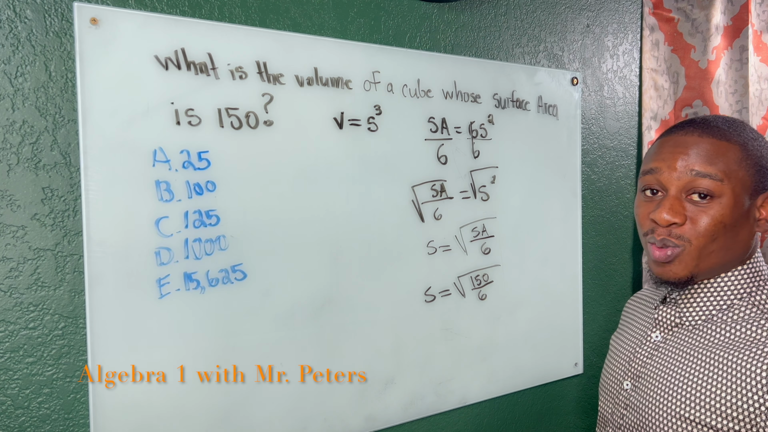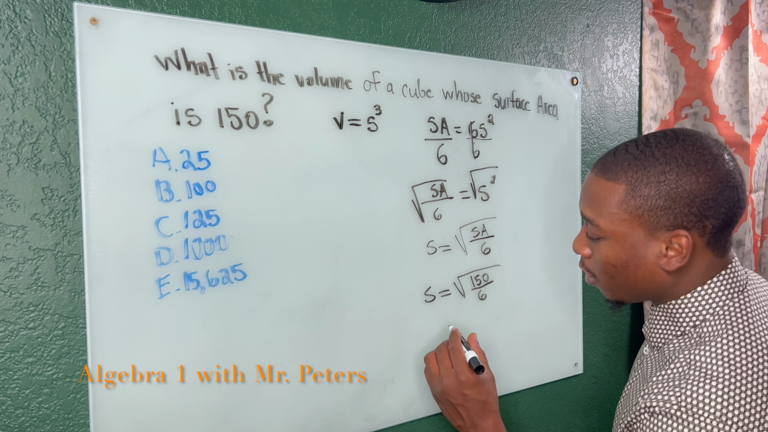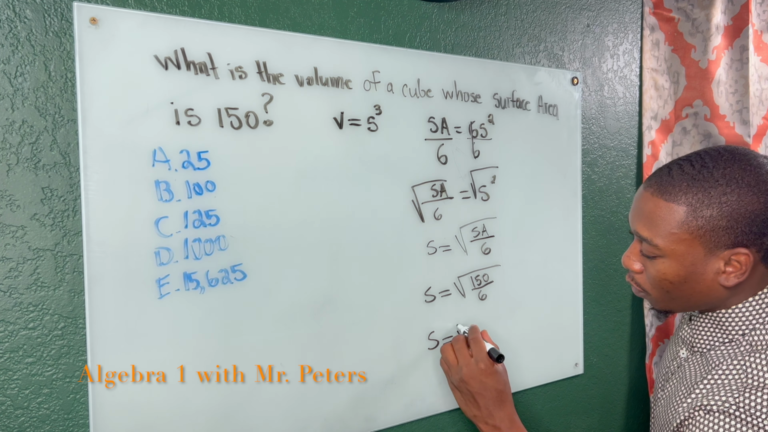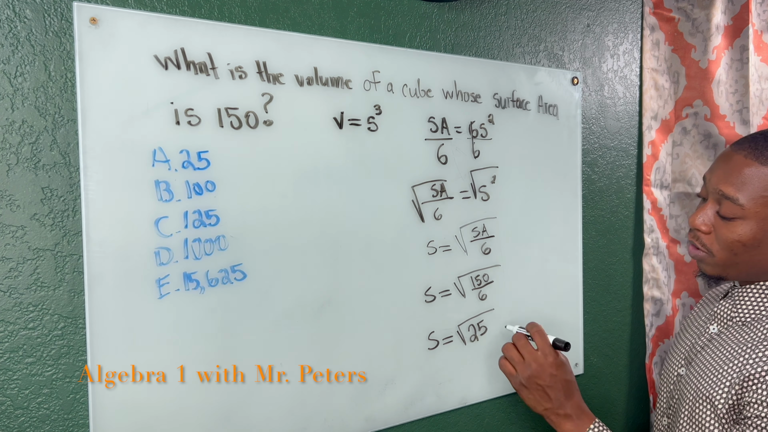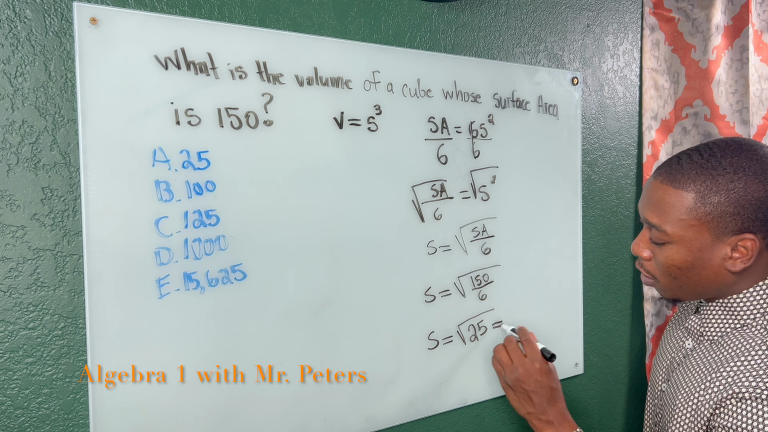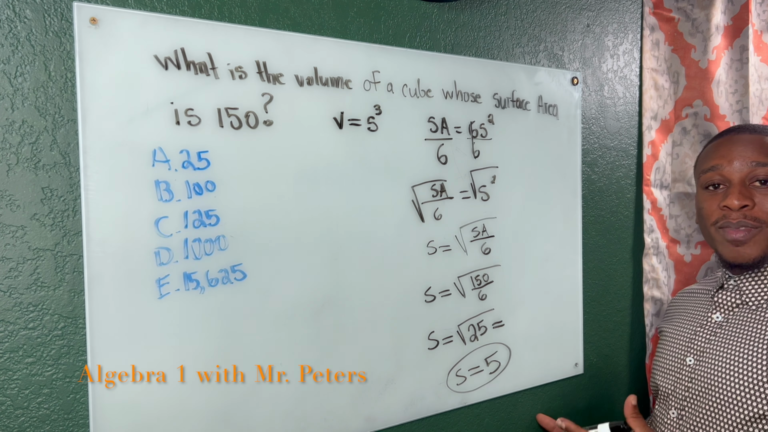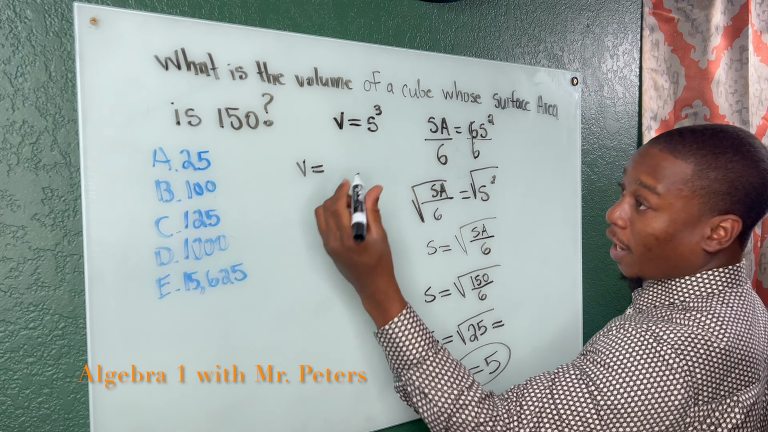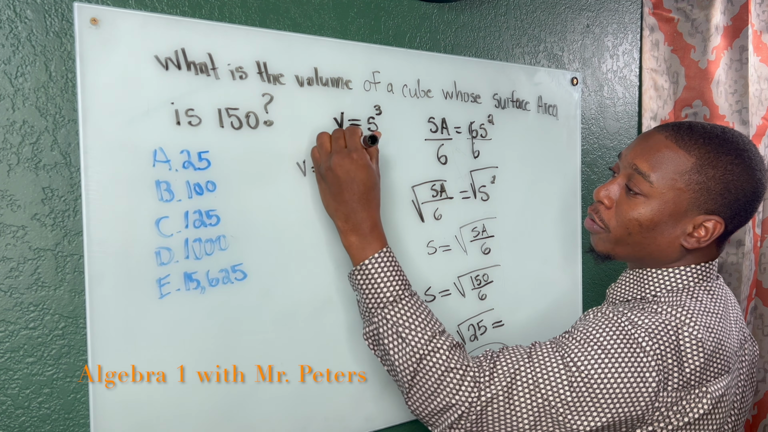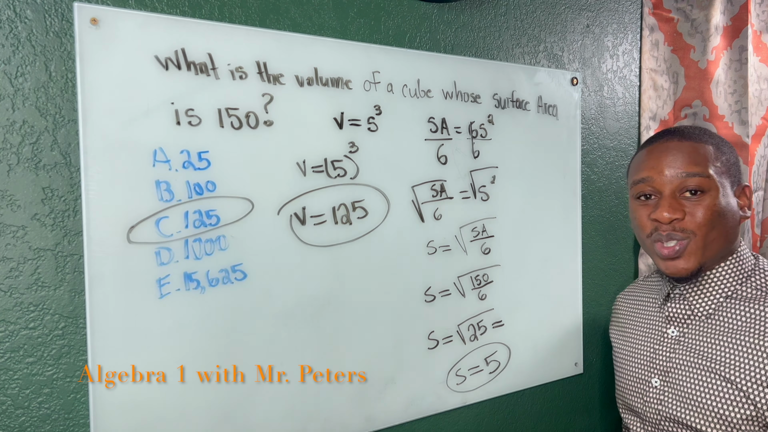And sometimes I understand students are trying to take the square root before they divide. Let's divide first, right? So s is equal to the square root of 25. So that's 150 divided by 6, not times. So we know s is equal to 5. That is the square root. Now that we have that information, we know each side is equal to 5. Volume is equal to the side length 5 to the third power. So we know V is going to be equal to 125, which will be answer choice C.